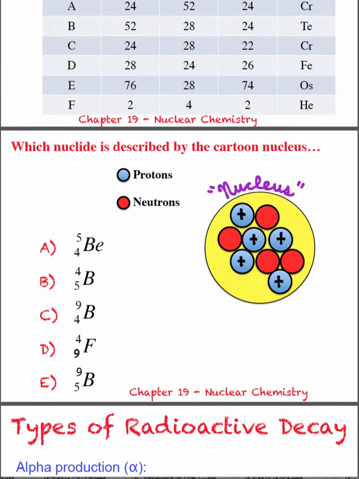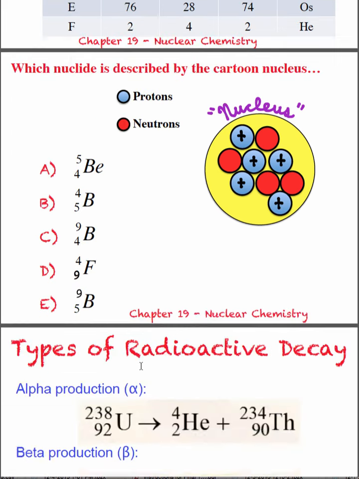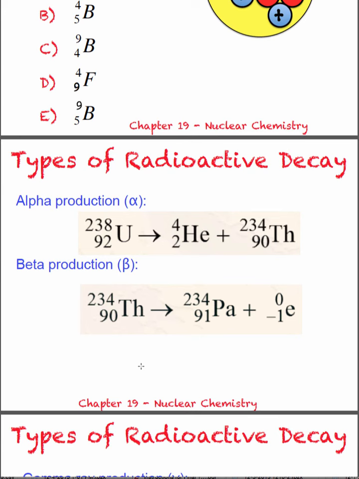What's that nucleus? 1, 2, 3, 4, 5 positive protons, looks like boron, and 1, 2, 3, 4 plus 5 is 9. So how about 5 and 9? Yeah, 5 protons, 9 particles altogether. Go with choice E. In balancing the nuclear equations, we're just looking at the nuclear particles, and the nuclear particles sort of have to sum together to be equal on both sides.